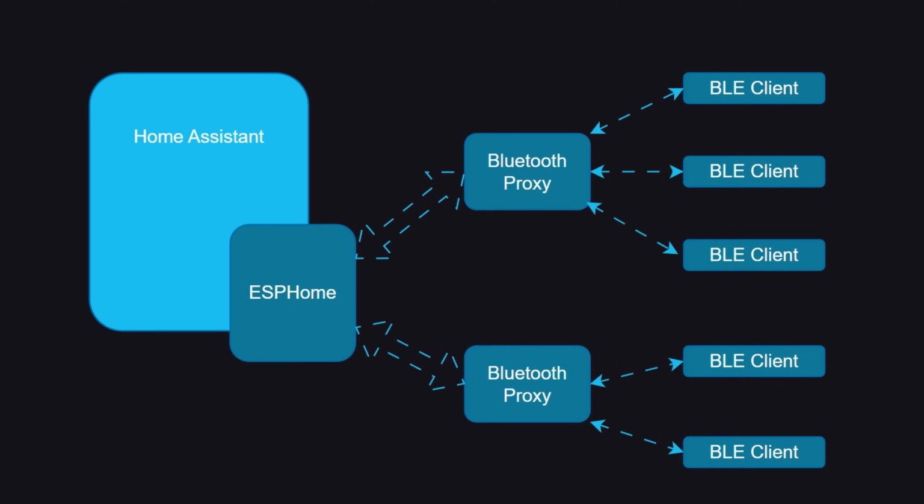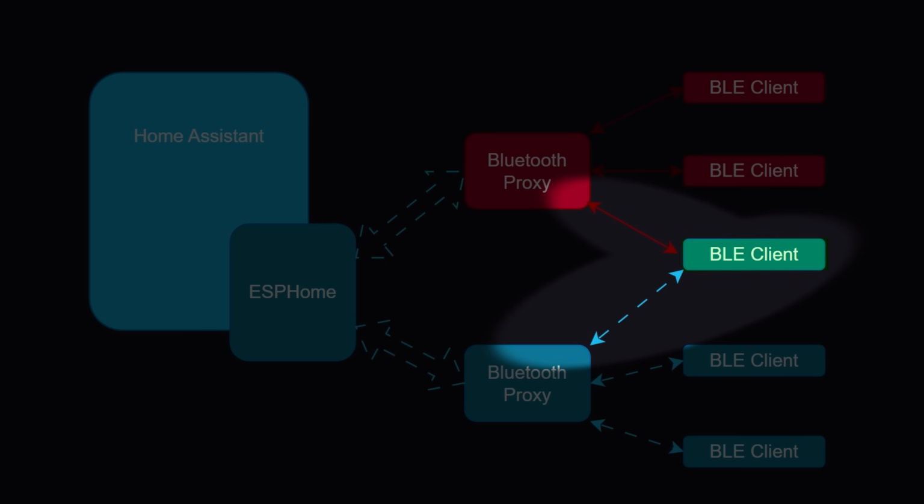Having said that, Home Assistant will know when a Bluetooth proxy is unavailable, and so if it can't connect to an end client device, then it will try a different Bluetooth proxy instead if it's available.